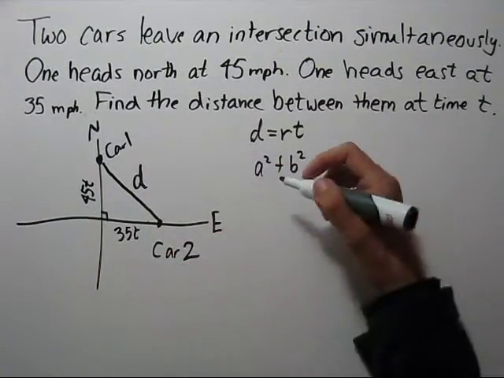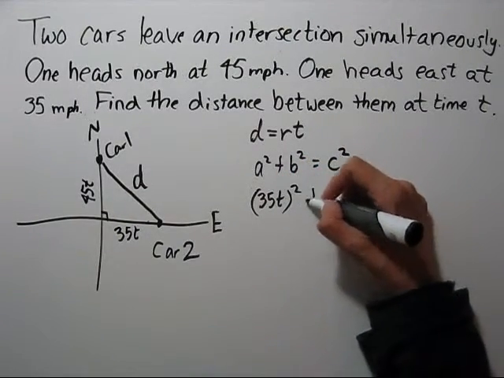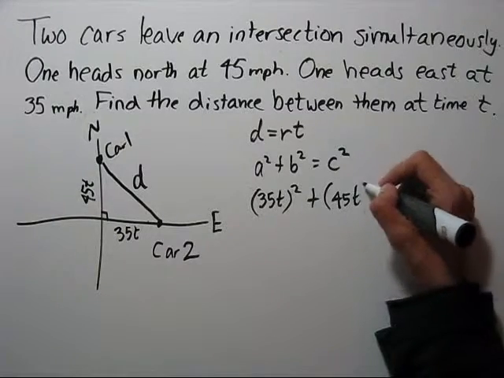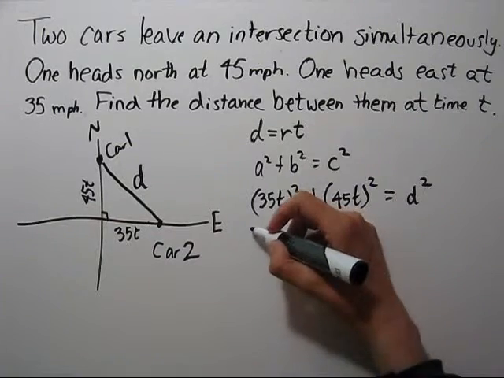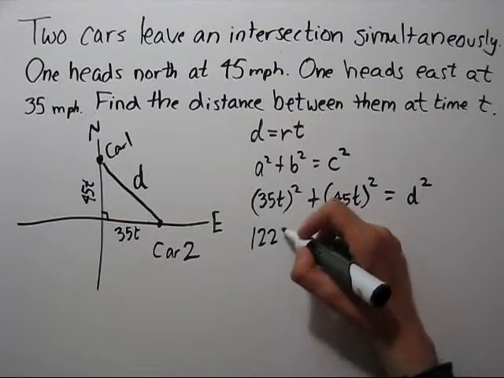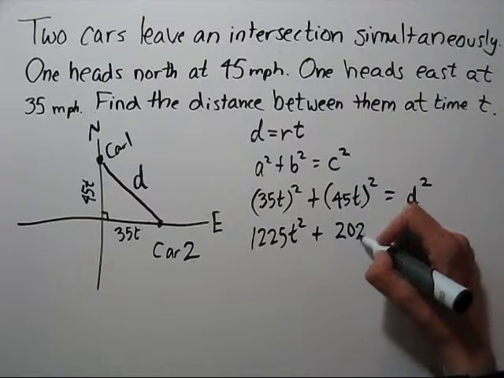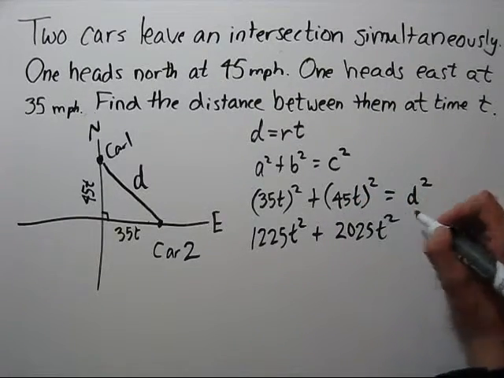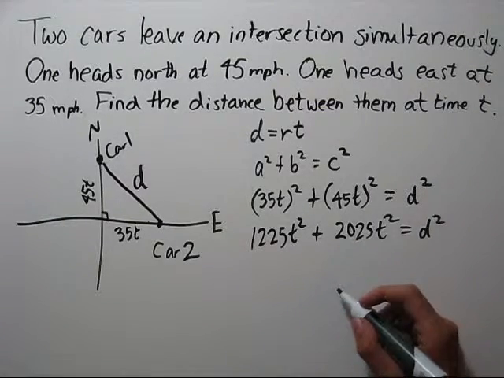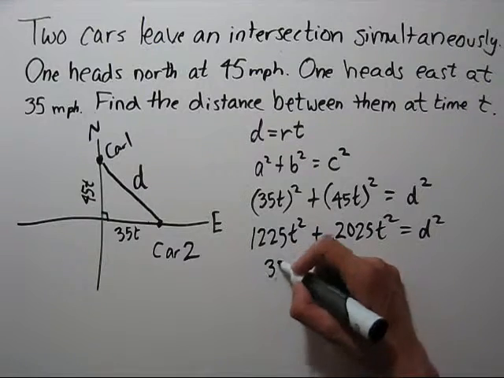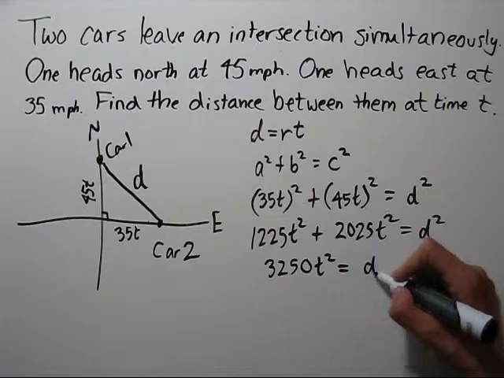So (35t) squared plus (45t) squared equals d squared. 35 squared is 1,225. 45 squared is 2,025. And let's add these terms together, and we get 3,250 times t squared equals d squared.